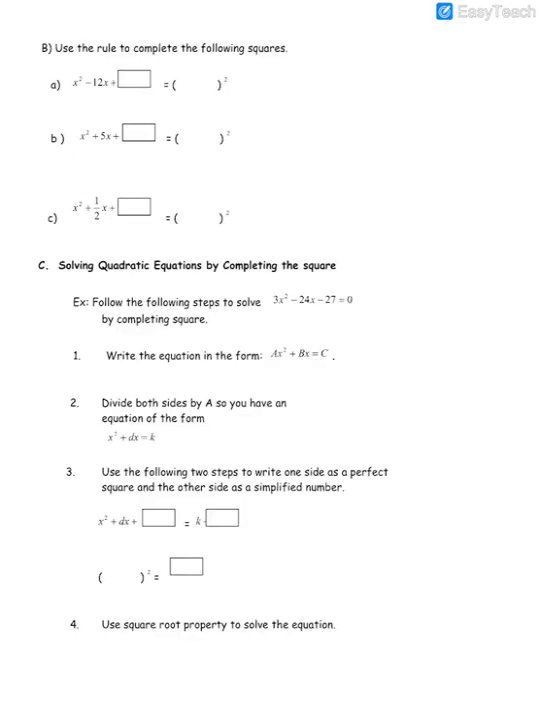Let's take a look at some more examples here. Use a rule to complete the following squares. So I'm going to take negative 12, I cut it in half, that gives me negative 6, and if I take negative 6 and square, that gives me 36. But check this out. The answer here, when I write it as a perfect square, is x minus 6.